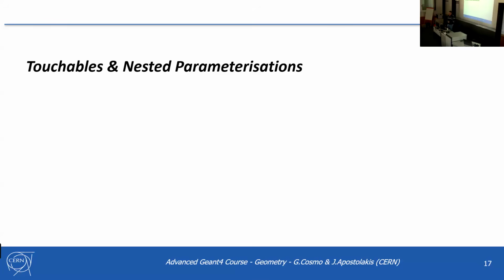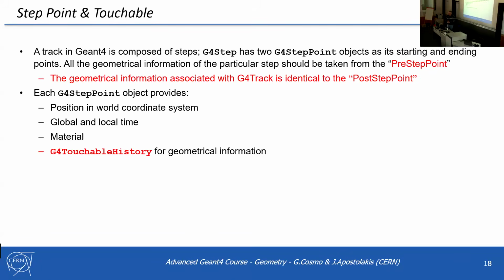Okay, so now let's have a quick look at one concept, the concept of touchable in Geant4, which is important also for the kind of analysis you may do as post-processing or during tracking, and is important also for the next concept of parameterisation that we will explain. So you know that a track in Geant4 is composed of steps, and the class that represents a step in Geant4 is G4Step. G4Step has two step points, the start and the end point, which are the pre-step point and the post-step point. Okay.